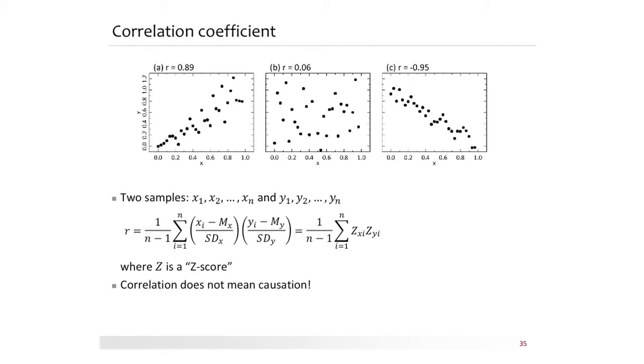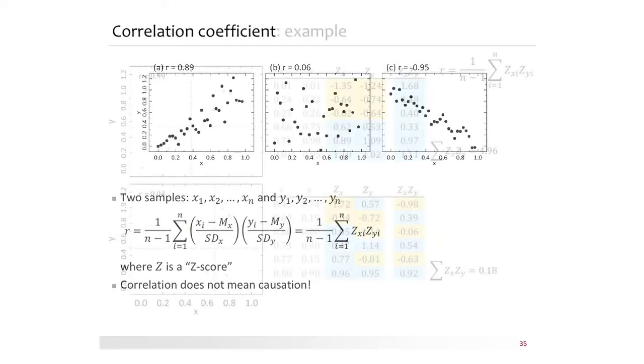By the way, correlation does not mean causation. This is the famous example where in Australia, when sales of ice cream go up, shark attacks also go up. It doesn't mean that ice cream causes shark attacks. So if you see in biology things that are correlated, don't conclude that one causes another. It's not that easy. Right, let's come back to our formula.